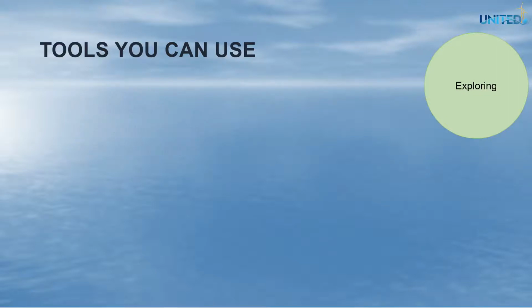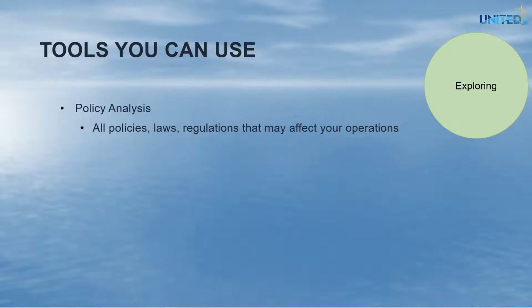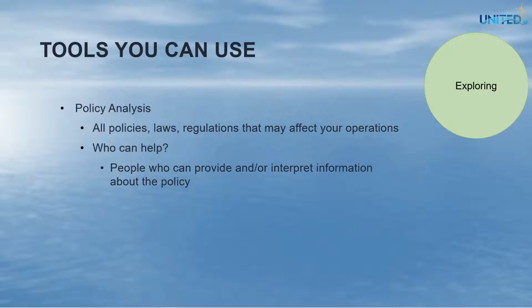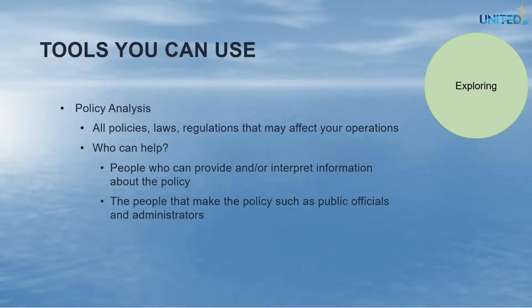In the policy analysis, you take a look at all policies, laws, and regulations that may affect your operations. Now, who can help you in this process? Of course, there are people who can provide or interpret information about the policy. Then you have the people that make the policy, such as public officials and administrators. And of course, you have the people that police the policy.